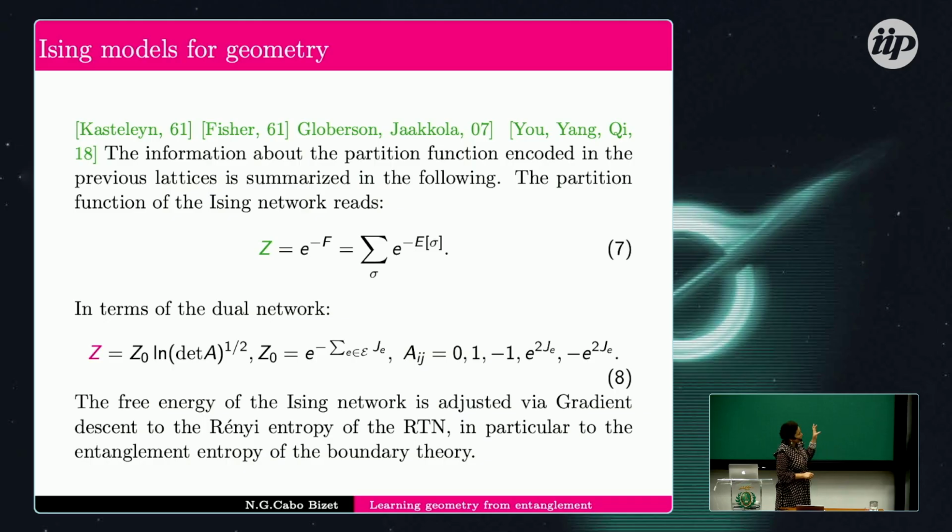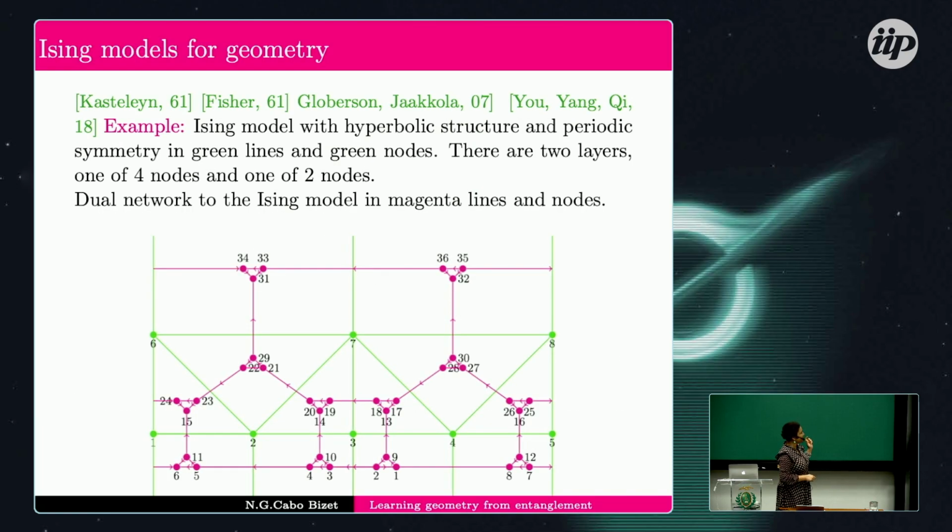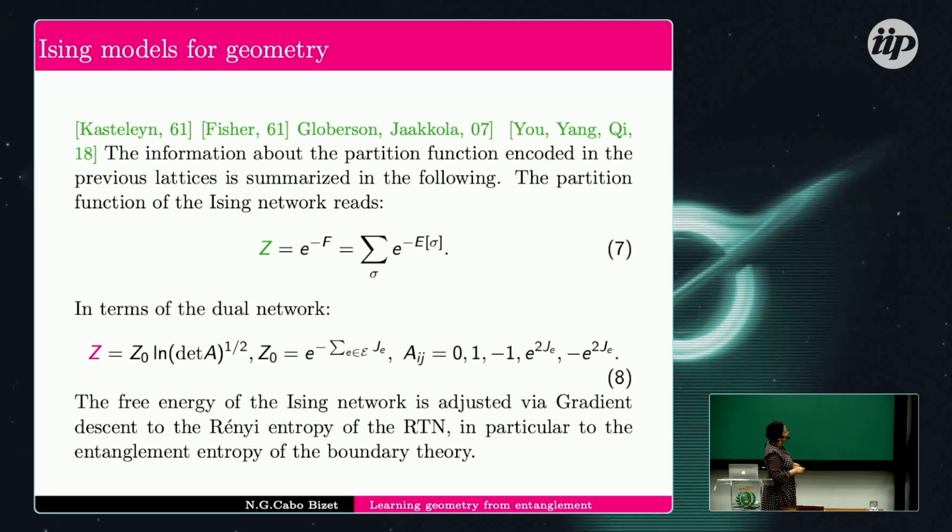The information of the partition function of the Ising model on the bulk you can cast in this dual network by computing the determinant of a matrix. The elements of the matrix of this dual network will have values 0, 1, -1, e^{2J}, or -e^{2J}, depending on the connection. If there is no connection, the element is 0. If there are these small triangles, the connections are 1 or -1, depending on the orientation. And if you have a line that crosses one of the original couplings, then the connection is e^{2J}. These are old results, but very useful here.